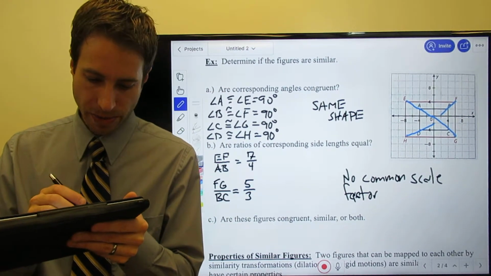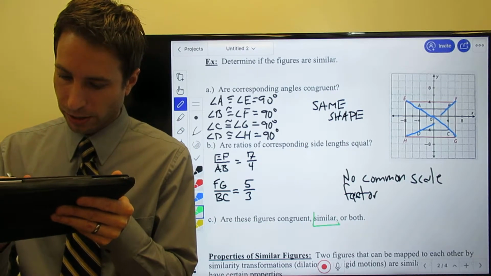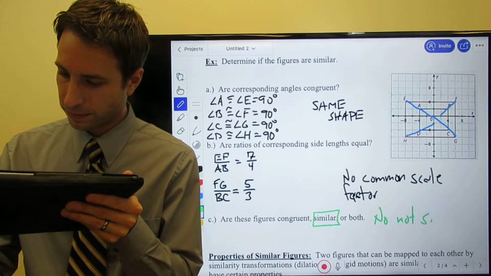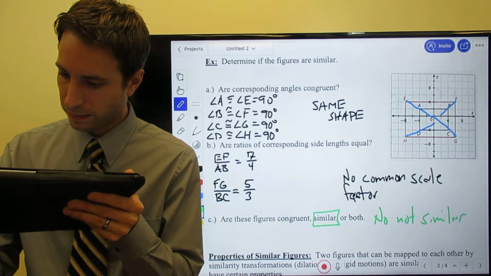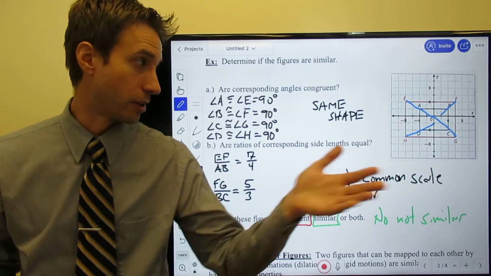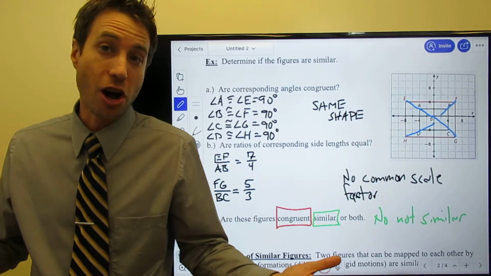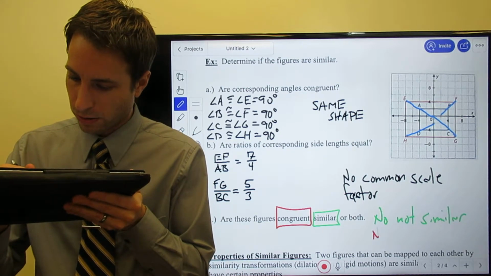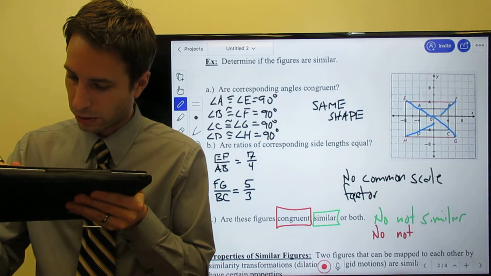So here's what I know. Are the figures similar? No, not similar. Are the figures congruent? Well, you just look at it. No, they're not congruent figures. The angles and the lengths are not the same. So no, they are not congruent.